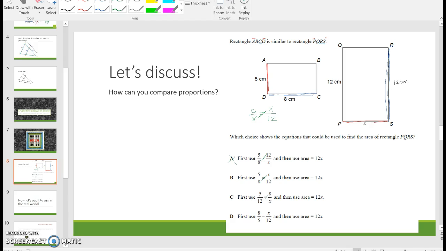So this one has 8 and x. That looks good so far. This has 8 and 12. Does not look good. And this one has 8 and 12. Does not look good. So we already know our answer just based on the proportion and using the cross product and looking at what's in the diagonal with each other, right? And then to find the area of something, it's length times width. So we'd multiply 12 times x. So guys, use your diagonals to make sure that the proportion is the same as any proportion that you set up.